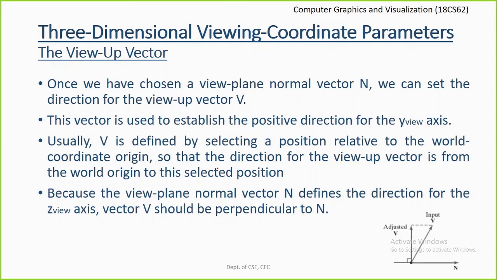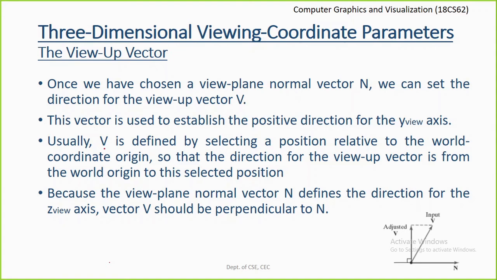We need to consider one more vector here called the view up vector. Once we have chosen a view plane normal vector n, we can set the direction for the view up vector v. This vector v gives us the view up direction, or the y axis, for the viewing coordinate position. So once we have chosen the view plane normal vector n as shown in this diagram, we also set the view up vector, represented by the symbol v. This view up vector is used to establish the positive direction for the y view axis. The y axis of the viewing coordinates is specified in the direction of this view up vector.